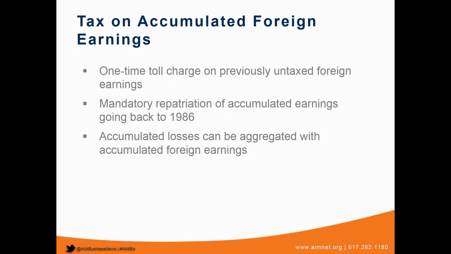How we get there is this tax on accumulated foreign earnings. And this is what's being called the repatriation tax. And it's a one-time toll charge on previously untaxed foreign earnings. So now U.S. taxpayers have to go back and analyze their previously untaxed foreign earnings going back to 1986, which is a bit of a challenge in some cases, and determine what that number is. What are their previously untaxed foreign earnings that are now subject to tax in the U.S.? And as noted on the slide, they can net accumulated losses with earnings in terms of determining that net number.